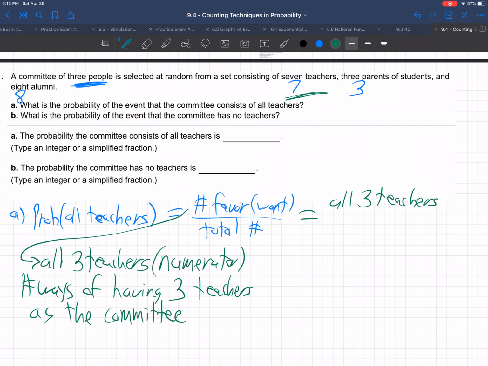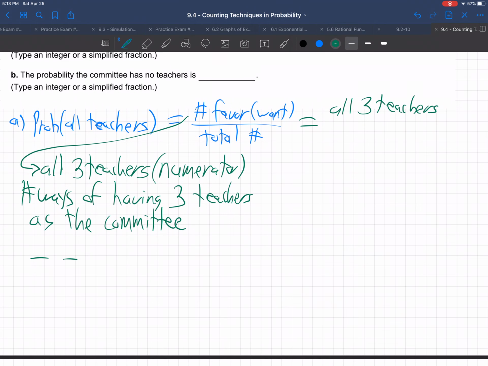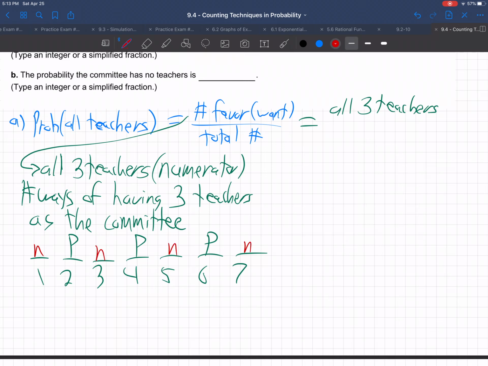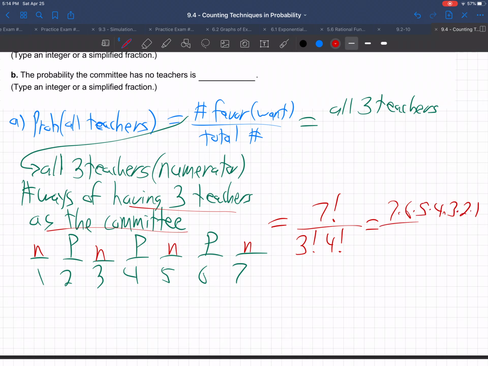Well, how many teachers are there total? 7 teachers. So that would be out of 7 teachers, 1, 2, 3, 4, 5, 6, 7, out of the 7 teachers, we have got to pick 3 of them to be on the committee, and then the other ones do not get chosen. So all the ways to have all the committees with 3 teachers on them would be all the ways of ordering these letters. And you know what that is. That's going to be 7 factorial over 3 factorial, 4 factorial, which is 7, 6, 5, 4, 3, 2, 1, over 3, 2, 1 times 4, 3, 2, 1.